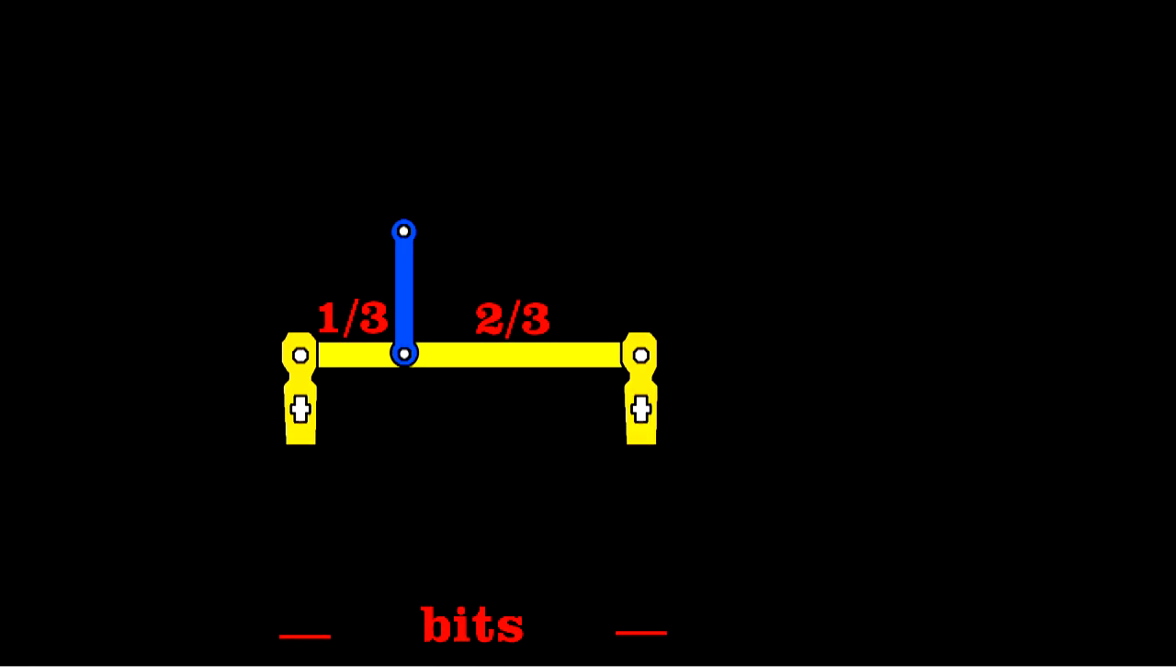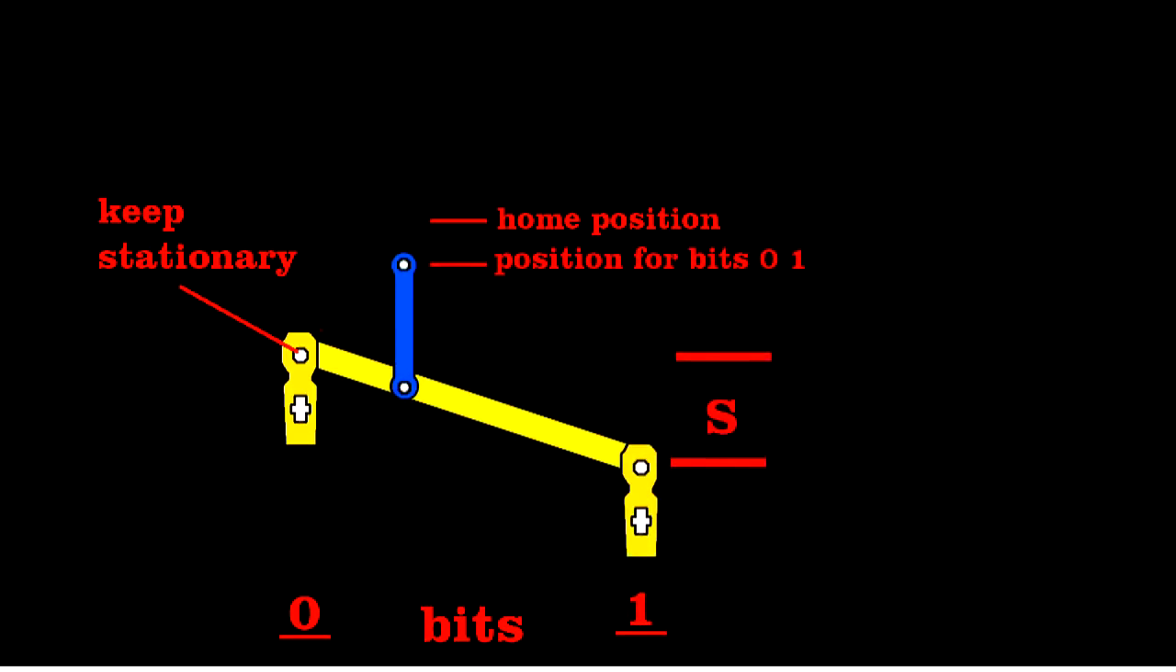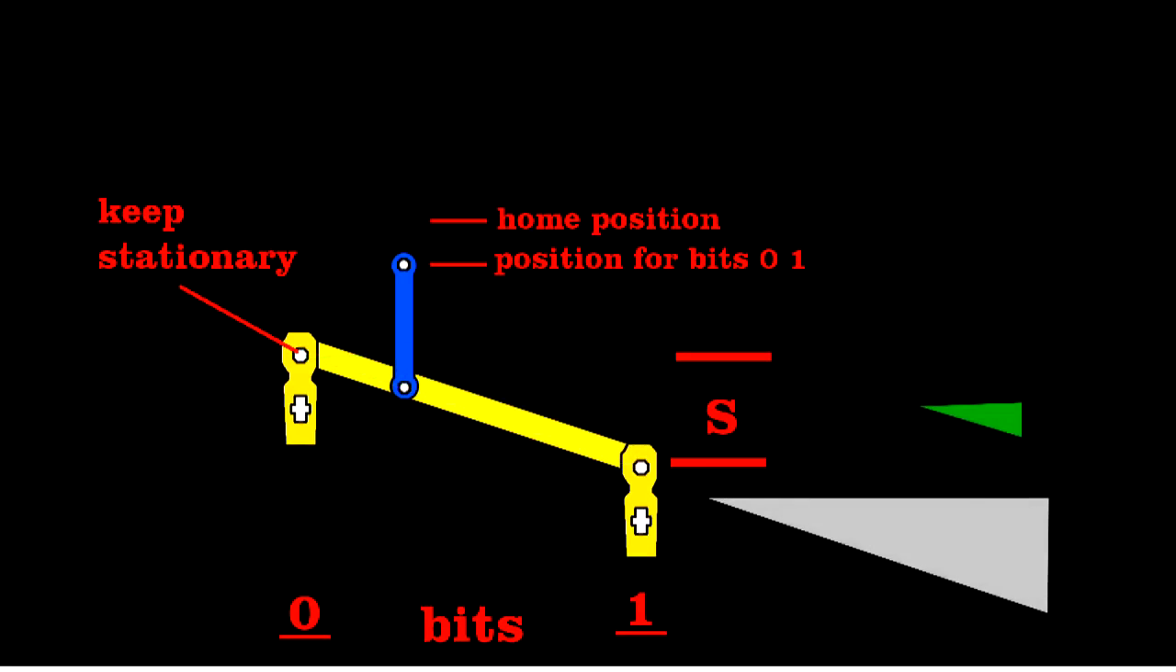The first bit is obvious. It's just 0, 0. You don't move the printhead at all, and that's position 0. To encode bits 0, 1, you keep this pivot fixed and pull this tab with a stroke of length S, say. You move the blue bar a distance of 1/3 S. You can determine that using similar triangles. We'll call the distance the blue bar moved D.